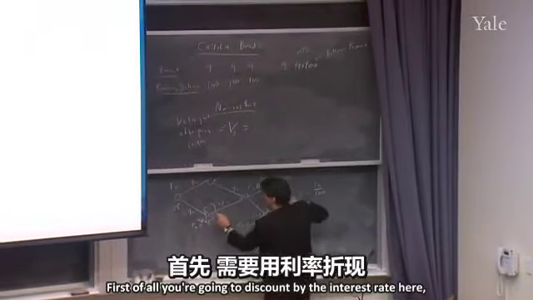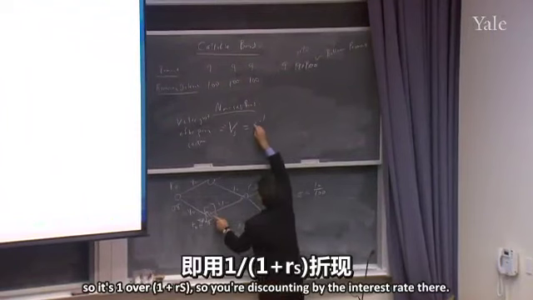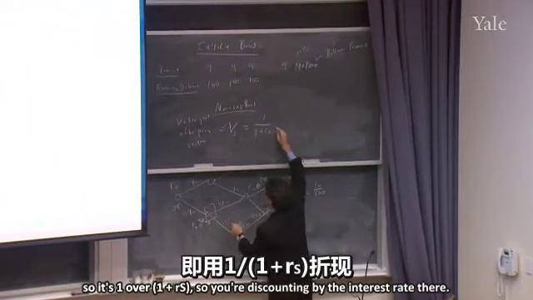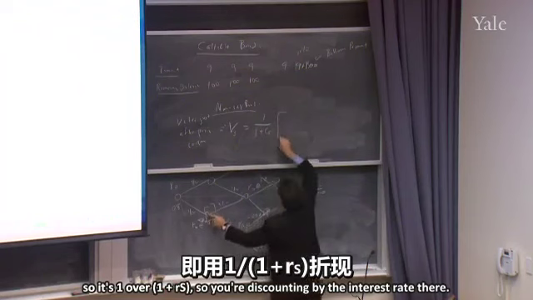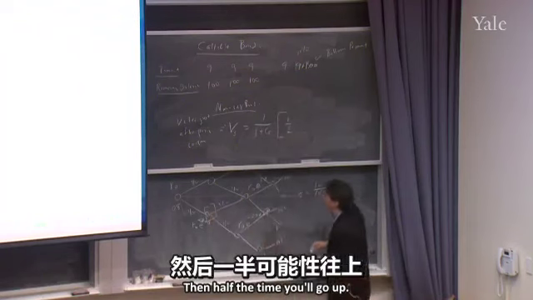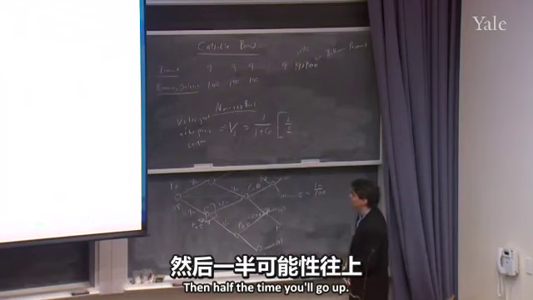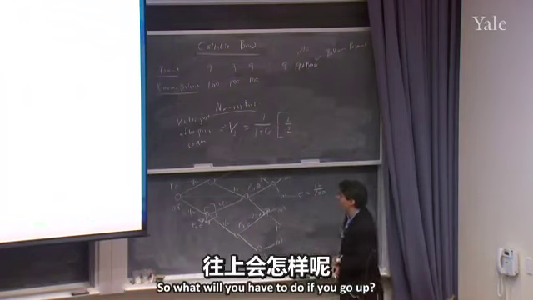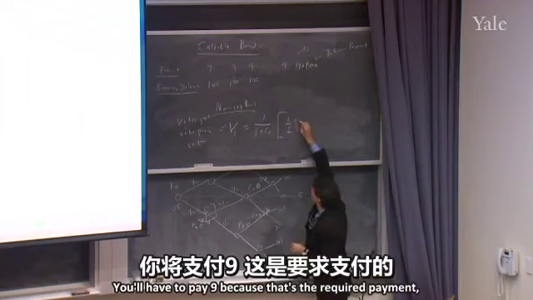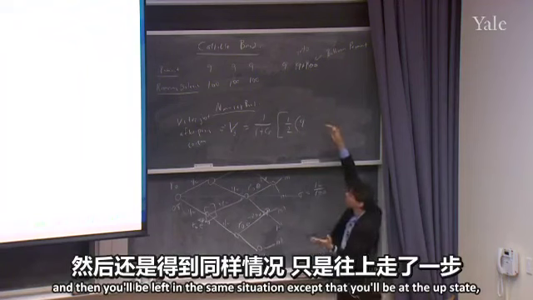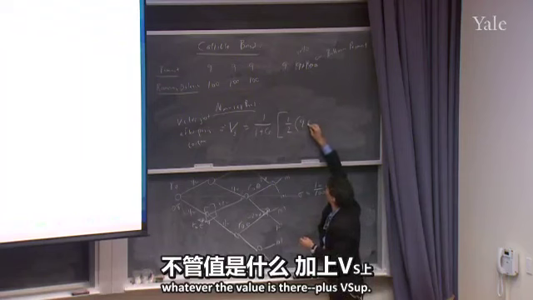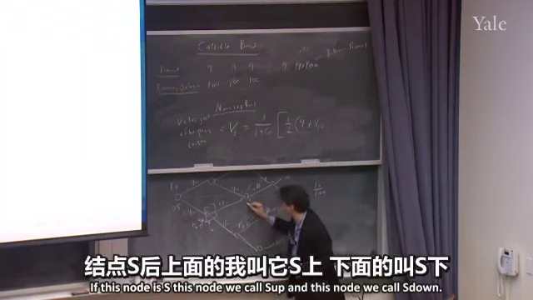So first of all, you're going to discount by the interest rate here. So it's 1 over 1 plus RS. So you're discounting by the interest rate there. Then half the time, you'll go up, okay? And so what will you have to do if you go up? You'll have to pay 9, because that's the required payment. And then you'll be left in the same situation, except that you'll be at the up stage, or whatever the value is there, plus VS up. Okay, if this node is S, this node we call S up, and this node we call S down.